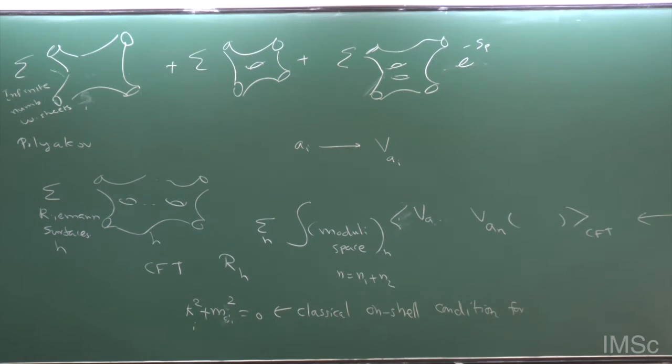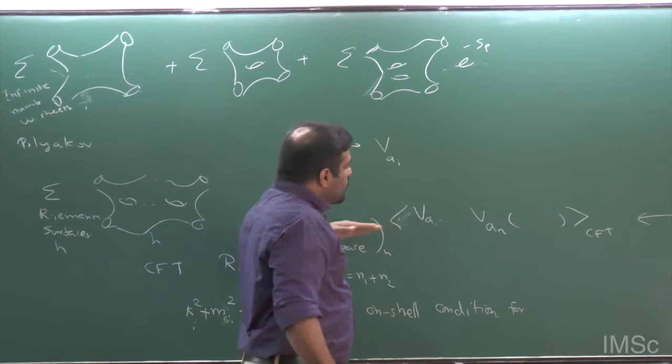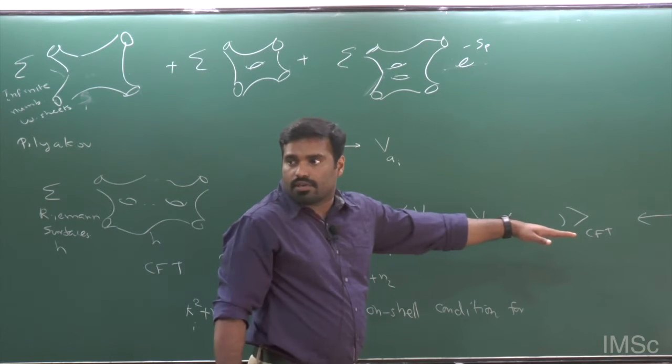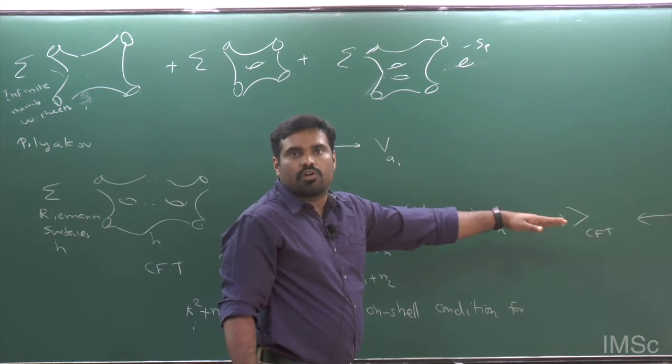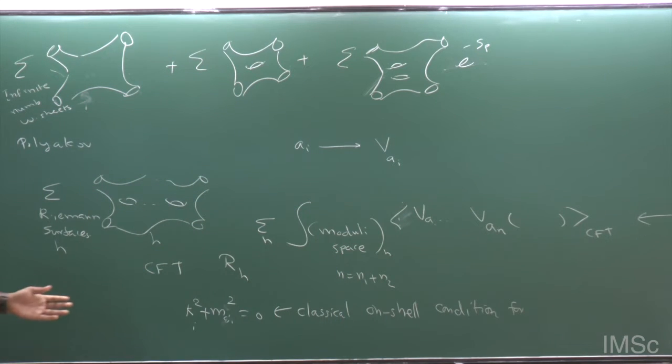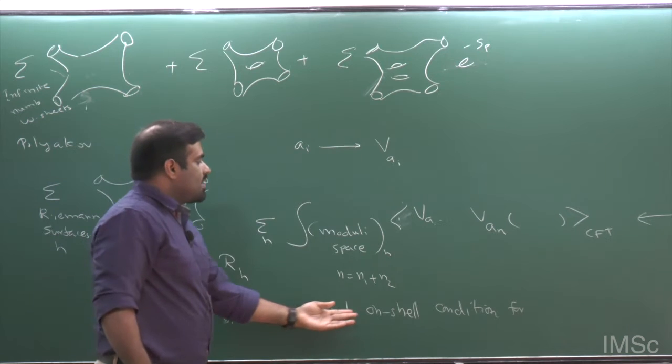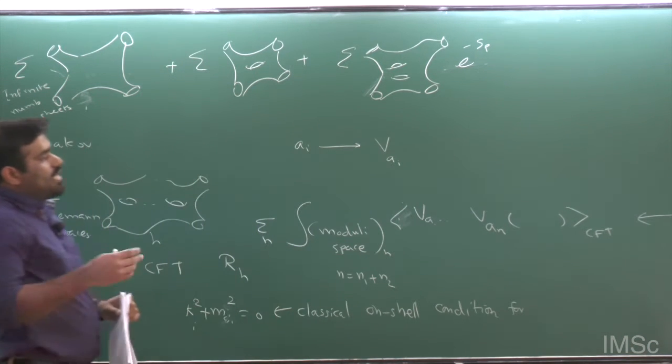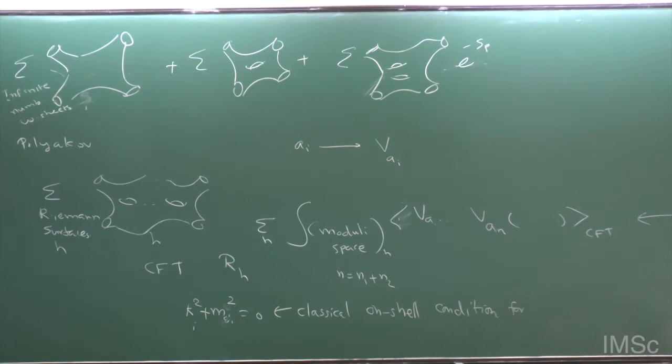So that's not physical. What people demand is that when you compute this, you are computing a physical object, a scattering amplitude, which should not depend on any unphysical data. So demanding that is equivalent to saying that you have to demand the classical on-shell condition for each state that participates in the scattering process. So that's one condition.